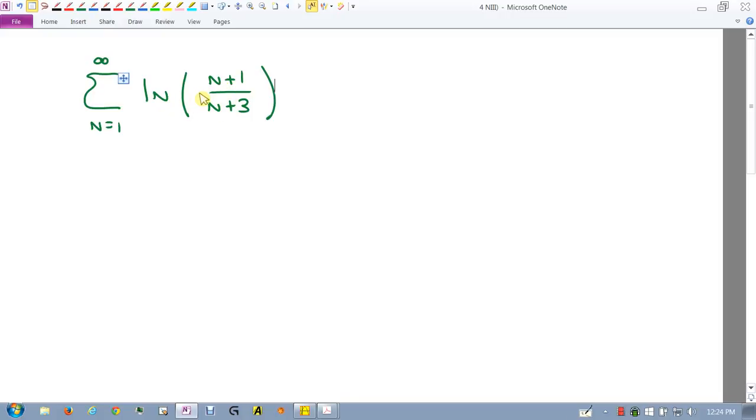What's natural log of 1? 0. Nth term test fails, right? This thing is going to the natural log of 1, which is 0. The nth term test fails. It's not geometric. It's not harmonic. So the only other thing we've got right now is telescopic. So we need subtractions in here, don't we? So how do you turn a log with division into subtraction? Split it, right? Use the property of logs. This is the same as natural log of n plus 1 minus natural log of n plus 3.